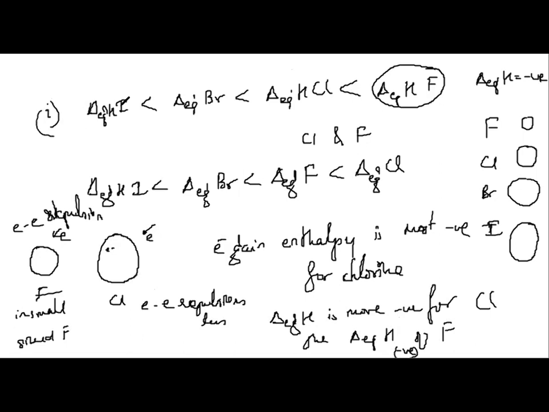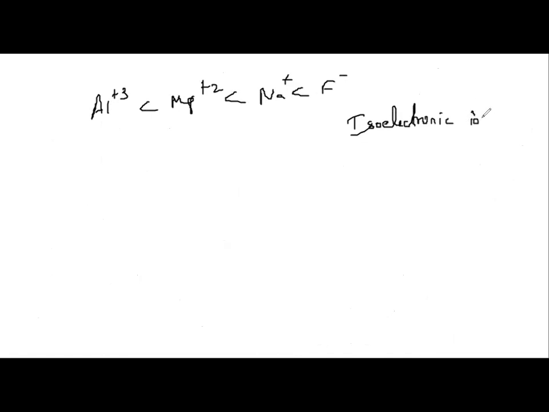Second option, increasing metallic radius: lithium, sodium, potassium, rubidium. As you move down the group, atomic size increases. So this is the correct order. Lithium has smaller atomic size, then sodium, then potassium. The third option is Al3+, Mg2+, Na+, and F-. So these are all isoelectronic ions.